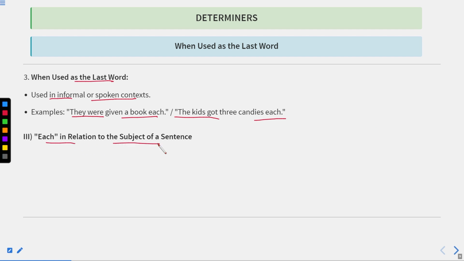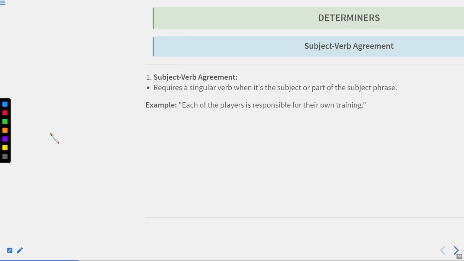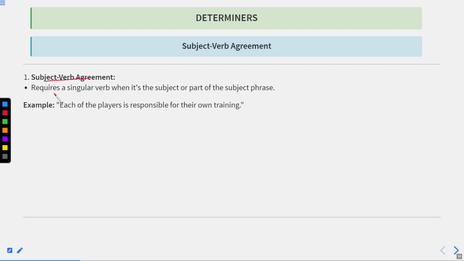Each in relation to the subject of a sentence. Now, how do we write this? Subject-verb agreement requires a singular verb when it is the subject or part of the subject phrase. Each of the players is responsible for their own training. Not their, but his own training. Each of the players is responsible for his own training. We cannot use the word their. Why so? Because we are talking about each and every player individually. That is why we write each of the players is responsible for his own training.